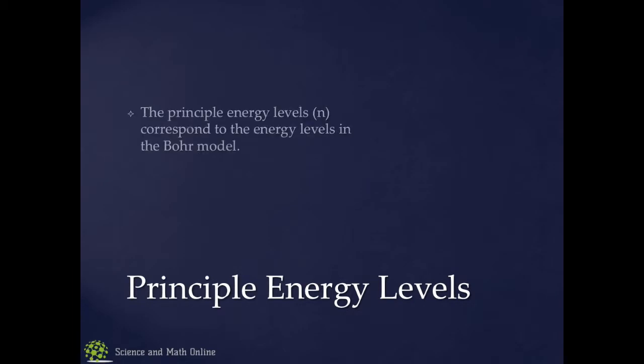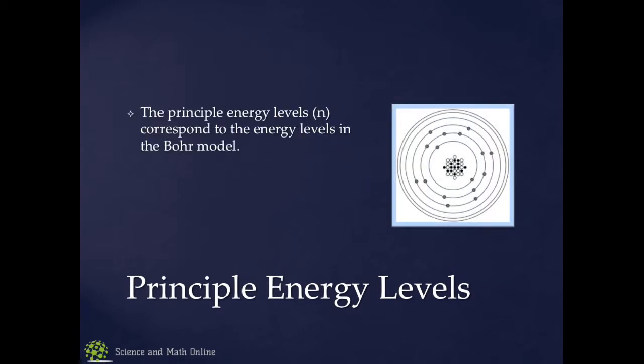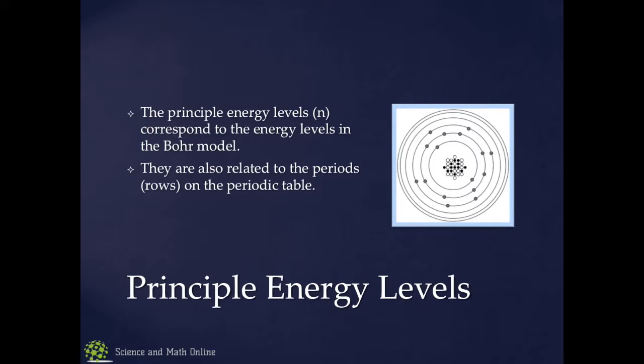It is essentially the same as the energy levels in the Bohr model, where we had 1, 2, 3, 4, 5, 6, 7, 8 rings. And we can think of energy levels doing the same thing. They are also related to the periods or rows on the periodic table. Principal energy level 1 is row 1 on the periodic table. Row 2 is principal energy level 2. It starts getting a little weird when we get down to 4, but we'll deal with what weirdness goes on there. So principal energy levels are the simplest of the things.